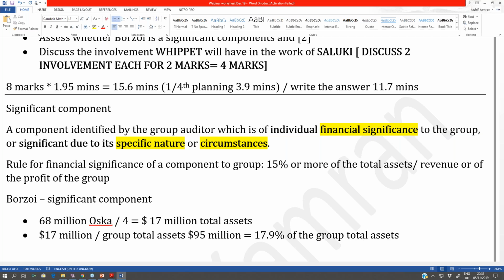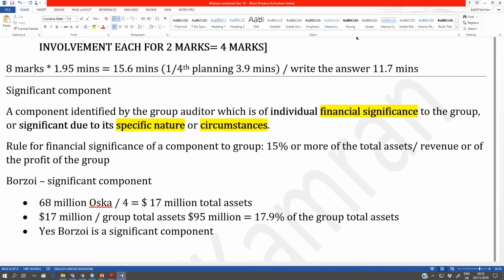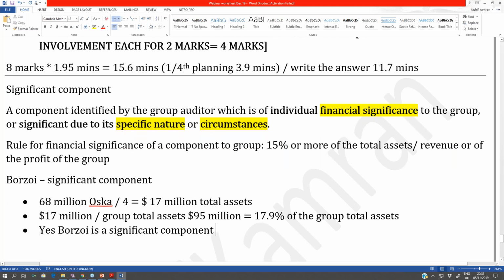So do you believe Borzoi is a significant component? Yes, Borzoi is a significant component. And did you find the calculation? If it is 15% or exceeds 15%, then automatically it becomes significant to the group, right? So the first question the examiner was asking was, explain what is a significant component. The second question was, assess whether Borzoi is a significant component. And no doubt Borzoi is a significant component. It is 17.9% of the group total assets, and hence Borzoi is a significant component for the group.